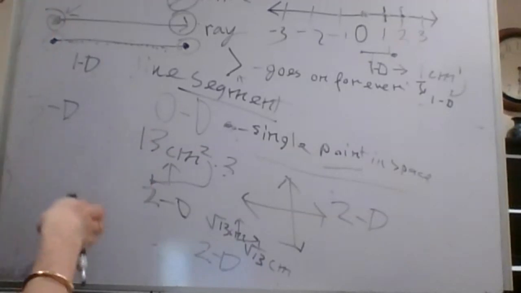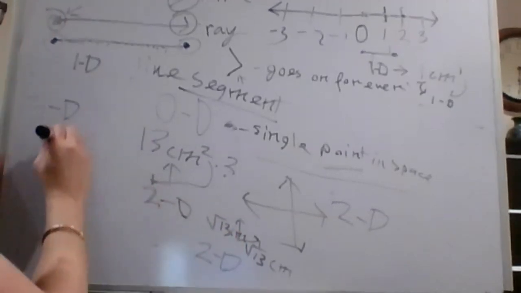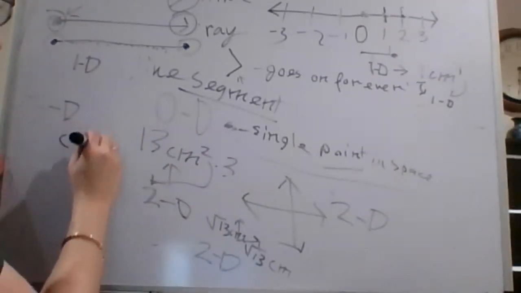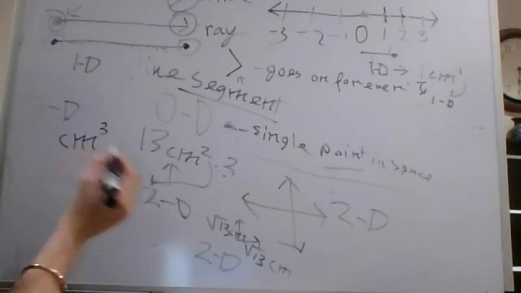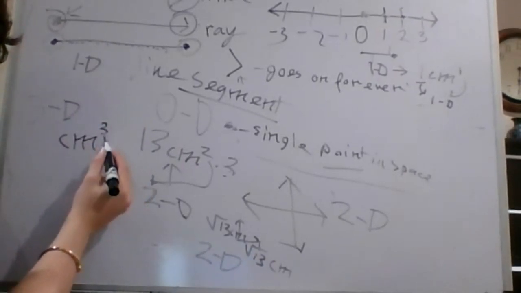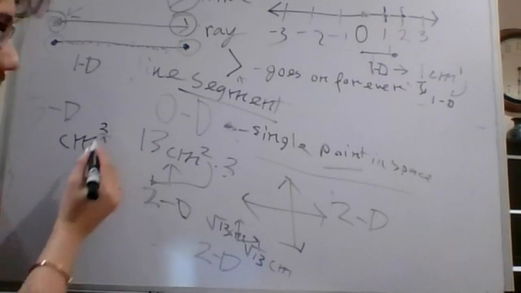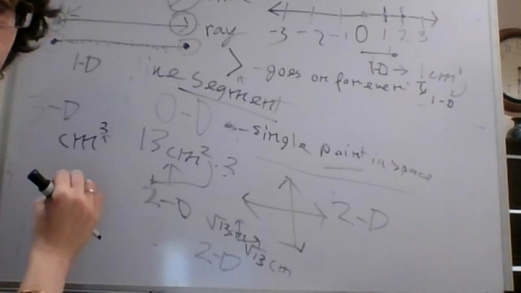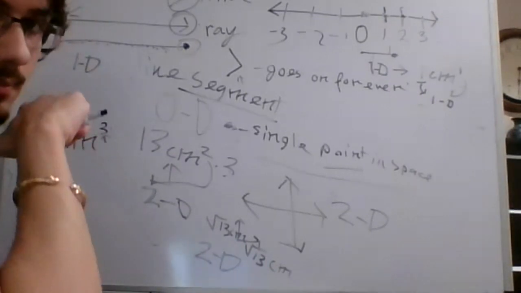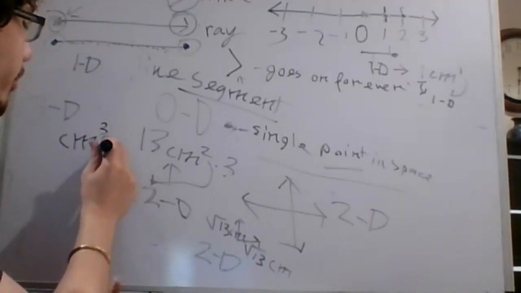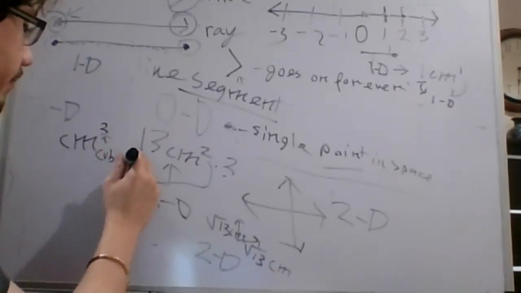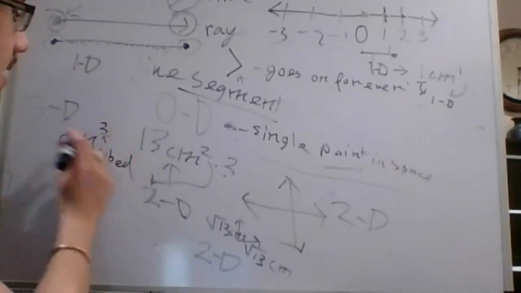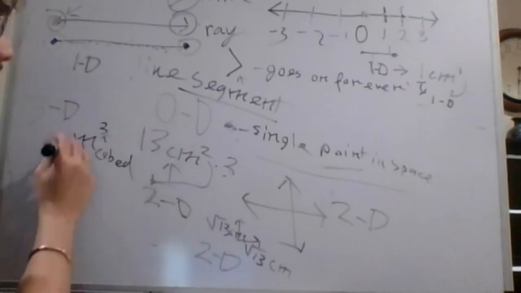So if we were to say three-directional, and we were to say a certain measurement of three directions, we would say centimeters to the power of 3. What is another word for to the power of 3? We call it cubed. When we power it to the 3, so centimeters to the power of 3, we call it centimeters cubed.